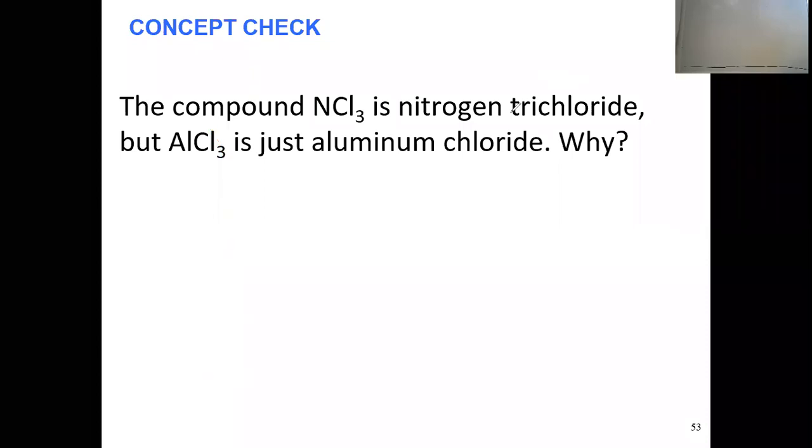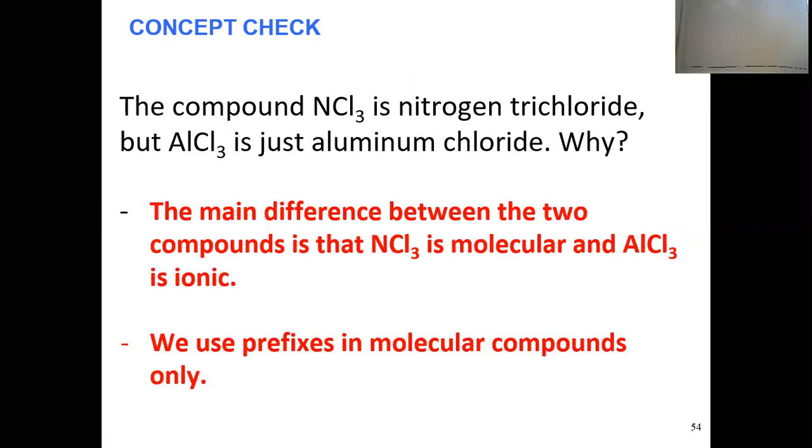And think about this question for a second. Okay, we have the compound NCl3, and the name of that is nitrogen trichloride. But AlCl3 is just aluminum chloride. Okay, and why is that true? Right? The first and most important difference between the two of them is the fact that NCl3 is a molecular compound and AlCl3 is an ionic compound.